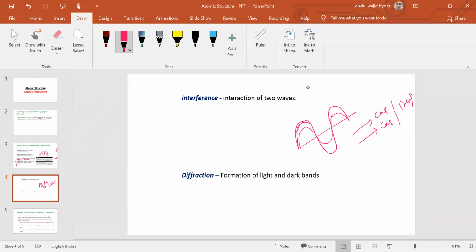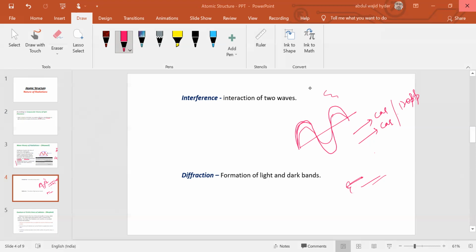This screen is not taking command. I'll reconnect. Now, am I audible?